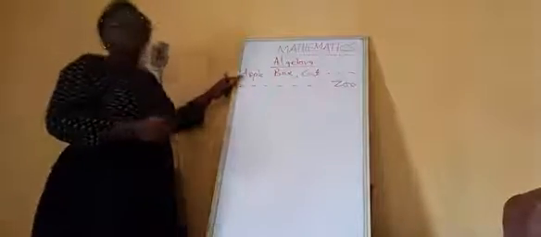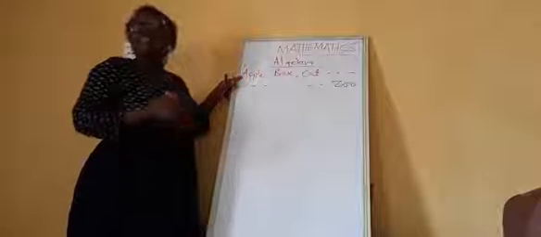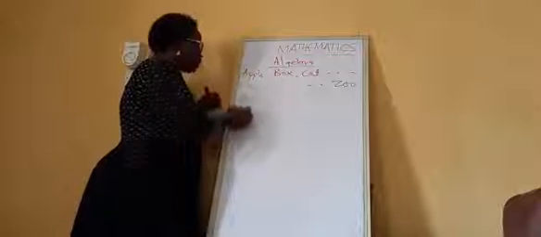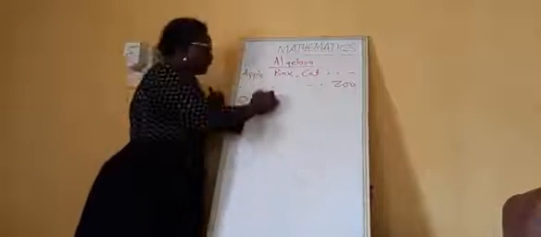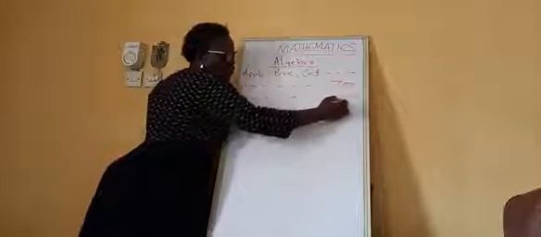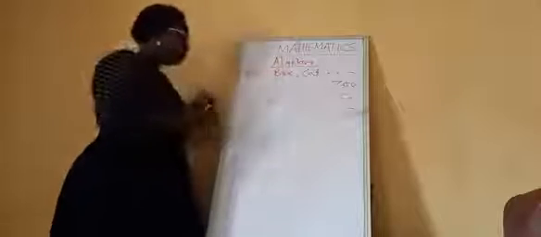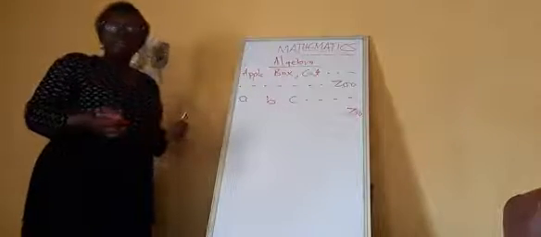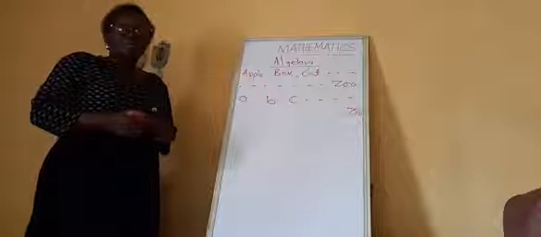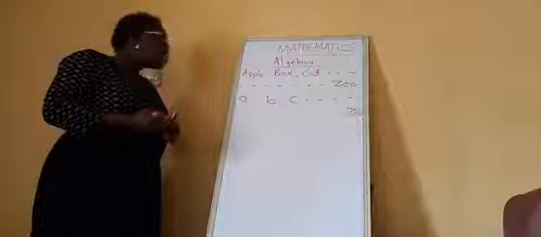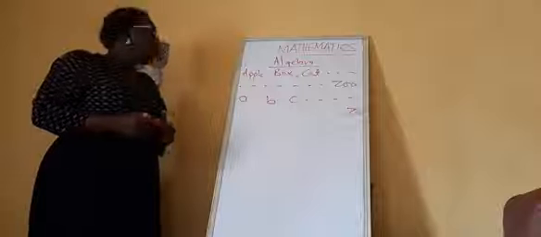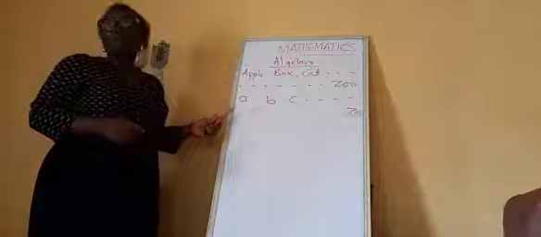Now, instead of writing apple, you can write A as in apple, then B as in box, C as in cat, until you get to Z. All these alphabets mean a lot in mathematics. The problem is you cannot add apple and box together. You can only add if they belong to the same group.